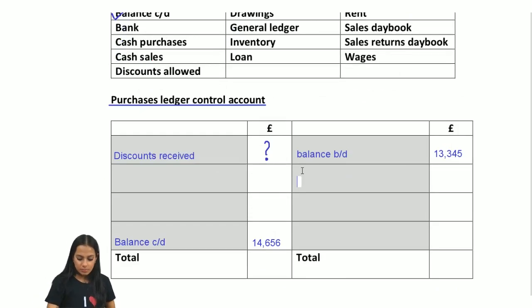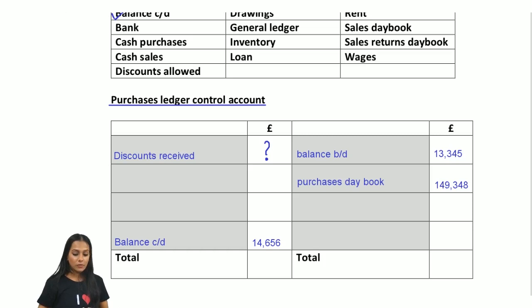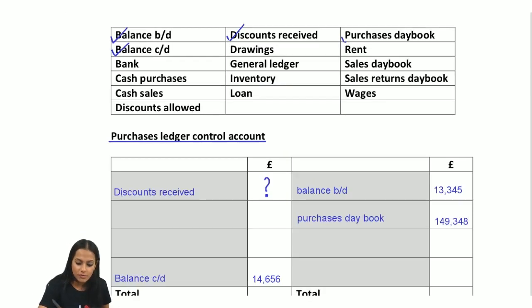So we've got purchases daybook 149,348. Okay, this increases your liability, so this must be shown on the credit side. So I tick off purchases daybook.